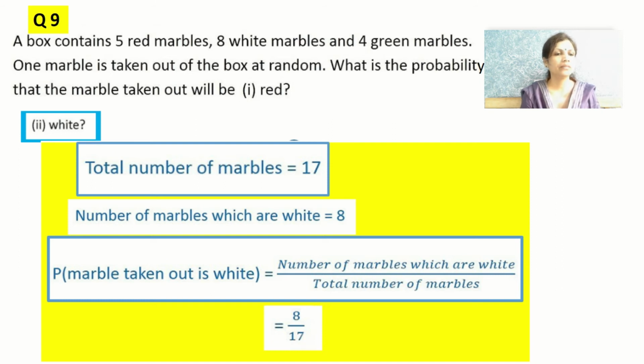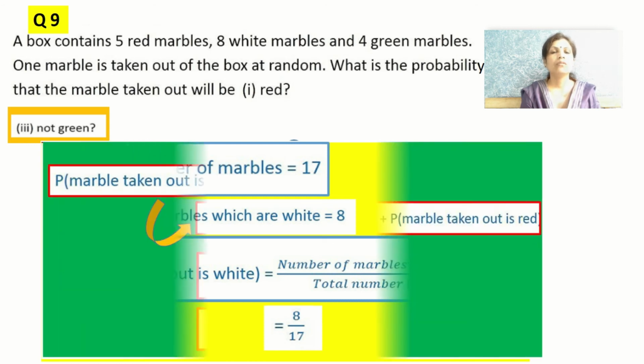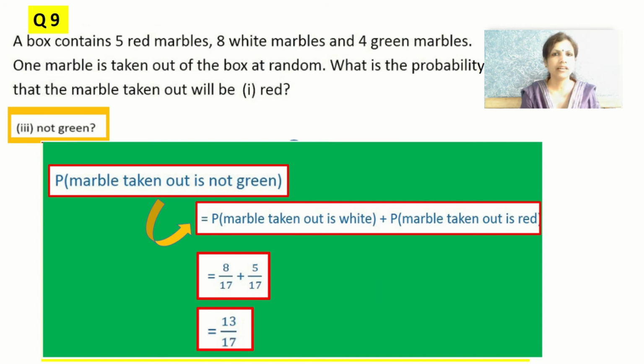Moving to the third part of the sum: what is the probability that the marble taken out will not be green? If it is not green, it can be either red or white. Let's see how to solve it. The probability that the marble taken out is not green is equal to the probability that it will be white plus the probability that it will be red. Both the probabilities we have already calculated, so let us substitute the values. That is 8 upon 17 plus 5 upon 17, and if you add it, you get 13 upon 17. So the probability that the marble taken out will not be green in color is 13 upon 17.